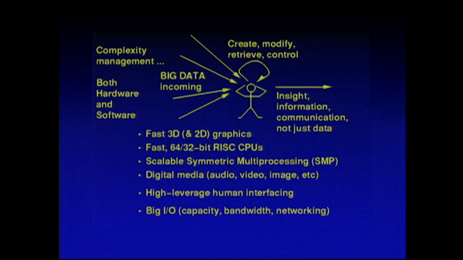On the next graphic, we see the kinds of customers that we end up dealing with. They're very often people with a lot of data coming at them, people like scientists and market researchers. Or they have to create and modify and control a great deal of data. These could be people designing airplanes or cars or creating movies and animation. But in all of the cases, people need to turn their data into information and even better, insight. And then they have to communicate it to other people.